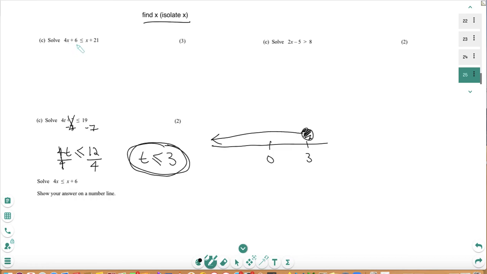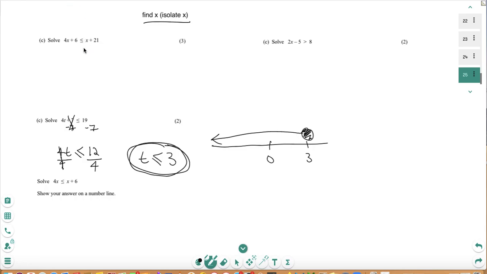Let's look at this one over here. Solve 4x plus 6 is less than or equal to x plus 21. So solve. Let's get x by itself. So it's just going to be solving like a regular equation. So first things first, if you ever have x's on both sides, we don't like that. We have to get rid of one of them. Which one should we get rid of? We get rid of the smaller one. So 4x and 1x. 1x is smaller, so we're going to get rid of it.